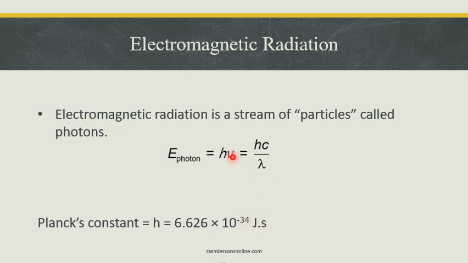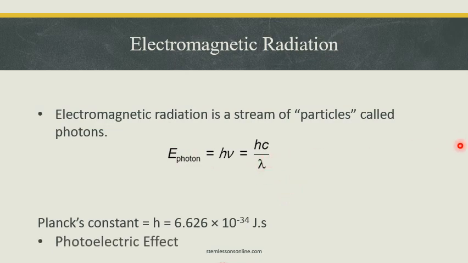And we know frequency is nothing but the velocity of light, or speed of light, divided by the wavelength. So h is constant, c is constant. So we can calculate the energy of a photon if we know the wavelength, and vice versa. If we know the energy of a photon, we can calculate the wavelength.